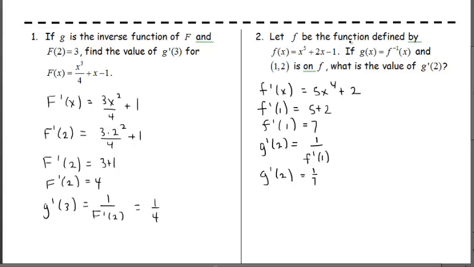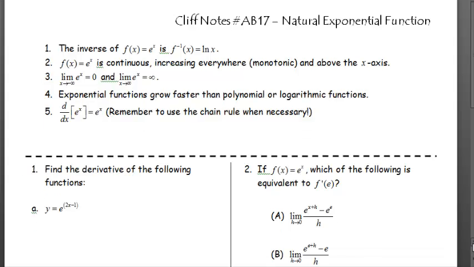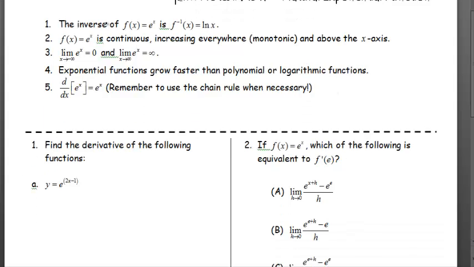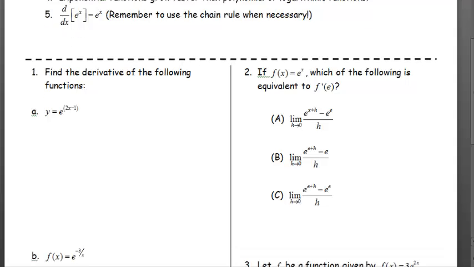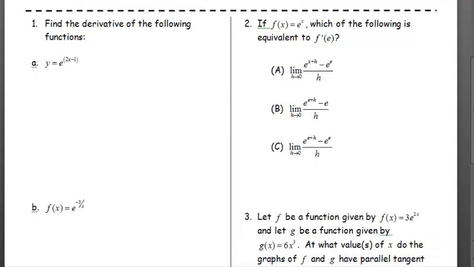All right, we're going to go to note card number 17. We're looking at natural exponential functions. A little bit of background right here. All good information that you should kind of linger on, look on, read on. Let's find the derivative of these functions, just a review of those rules.